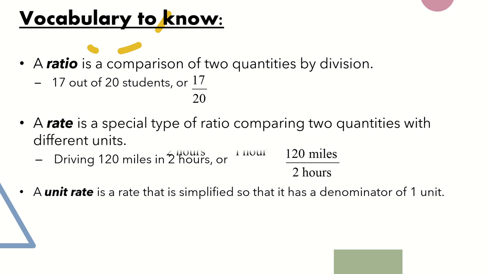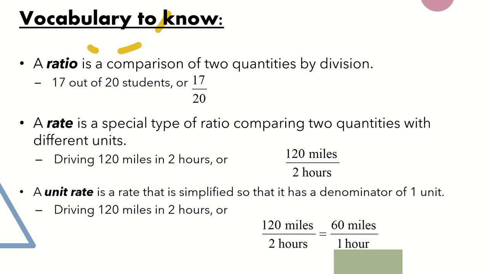In this case, if we look at the example, driving 120 miles in 2 hours, we want to figure out how much they drove in 1 hour, or per hour. I would go 120 divided by 2, and in this case, this person was driving 60 miles per hour, or in 1 hour. Let's go ahead and do some ratios.